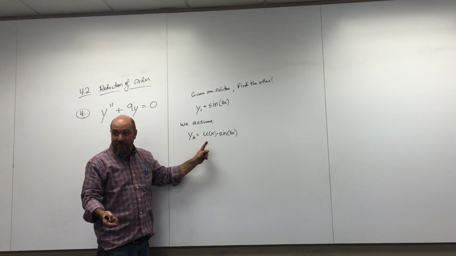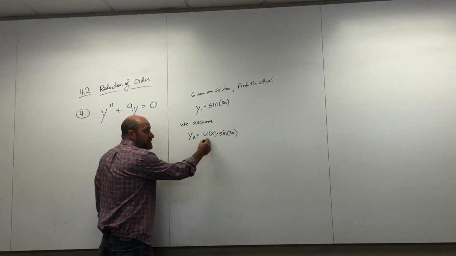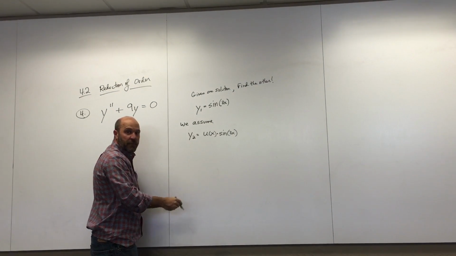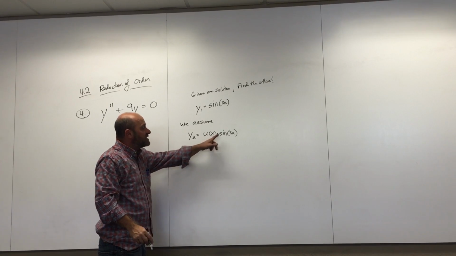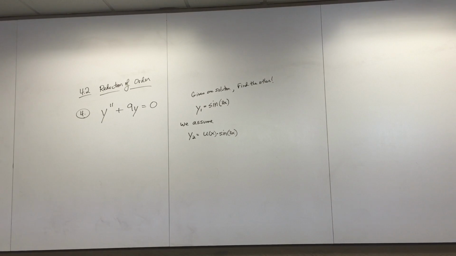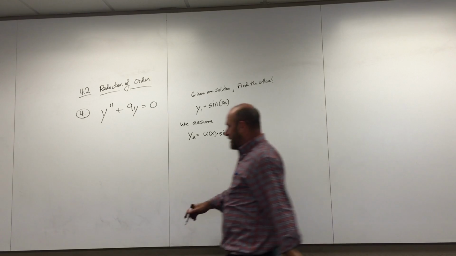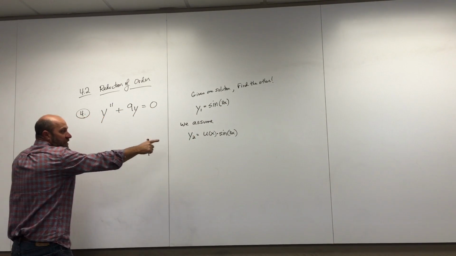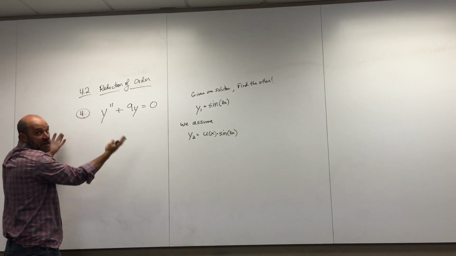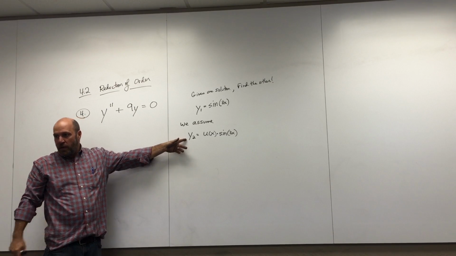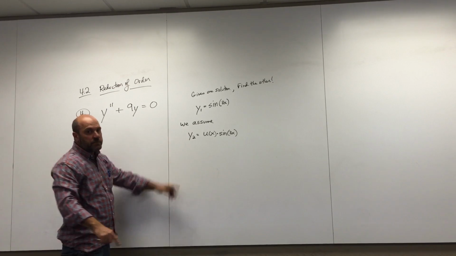In the end, I'm going to be trying to find what this u is, which will give me my second solution. But I'm assuming it's some function of x times that guy, and that will make it a linearly independent second solution. All right, you ready? If that's my assumption that he's a solution, then I should be able to plug him in and he should work. Okay, if I'm going to plug him in, I need a couple derivatives.